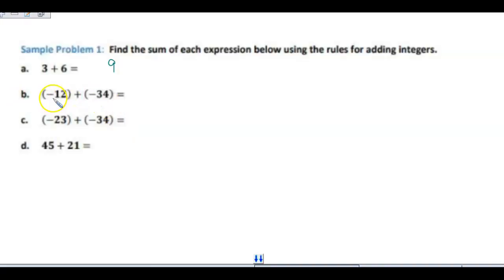Example B, I have negative 12 plus negative 34. Are my signs the same or are they different? They are the same. So what I'm going to do is I'm just going to add these two. So I have 12 and 34. That would be 46. The sign used in my sum is negative, so my answer is negative. And I would do the same thing for example C and example D.